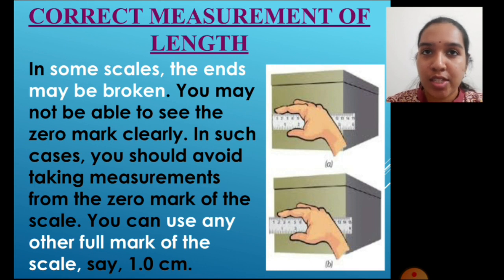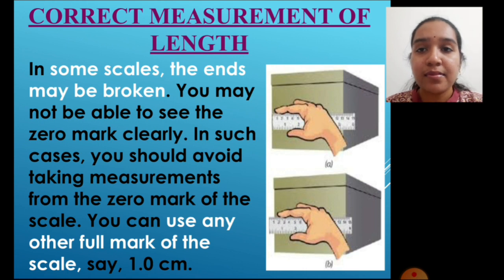At such conditions, you may not have proper readings of the broken ends. Here in the image, you can see a 15 centimeter ruler scale is broken at one end near the zero marking. In such cases, you can use any other full mark of the scale to measure. For example, here in the image from 1 centimeter. Similarly, if it is broken below 1 centimeter marking, then you can use the full marking that is from 1 centimeter.